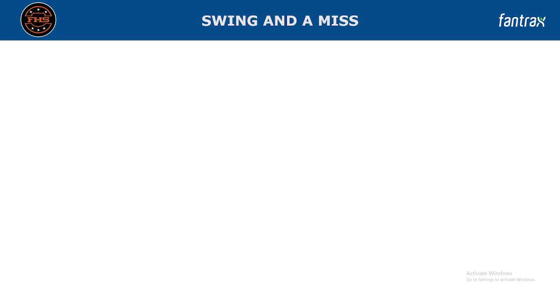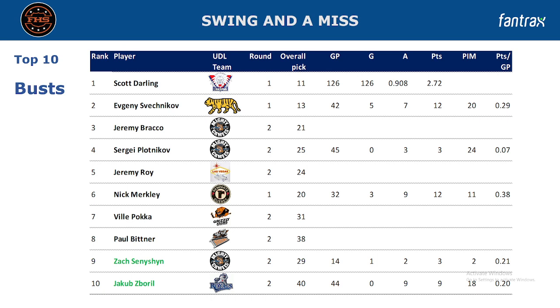So in the final top 10 selection, the swing and a miss one, the top 10 busts, which is defined by players selected in the top 2 rounds that didn't reach their potential. And this is the list, and this is the 27 and older player that I referred to earlier. And I think for sure it's a selection that Brad doesn't need to be reminded of.